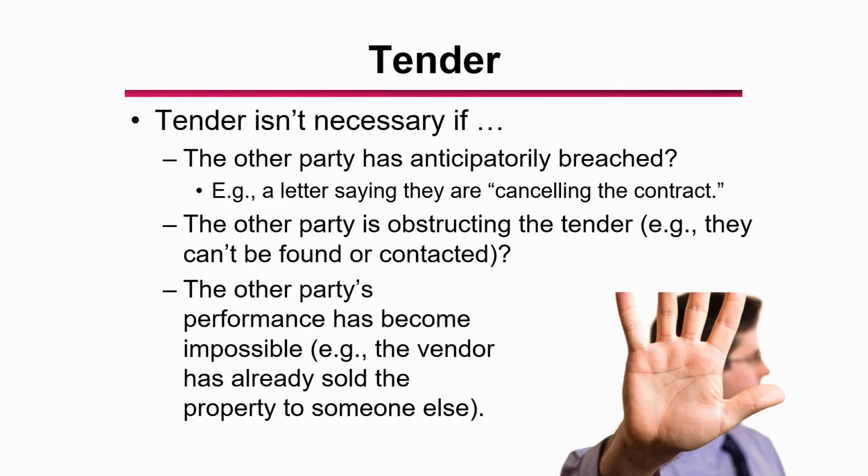Finally, you don't have to tender if the other party's performance has become impossible. For example, if the vendor has already sold the property to somebody else, and they can't possibly sell the property to the purchaser under this contract. And that means the purchaser doesn't need to tender in order to sue for breach of that contract.